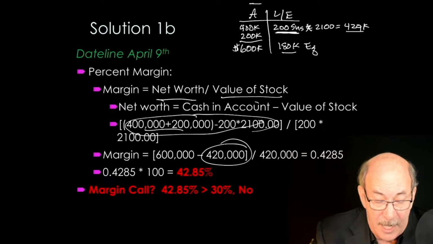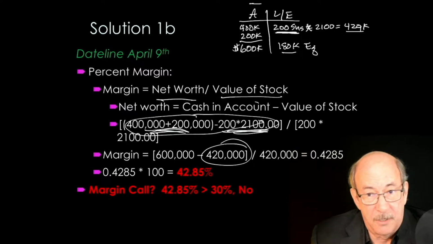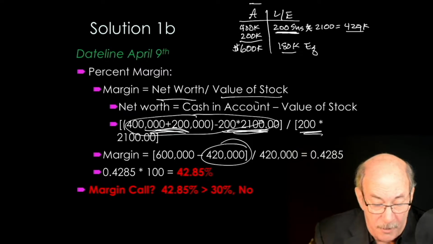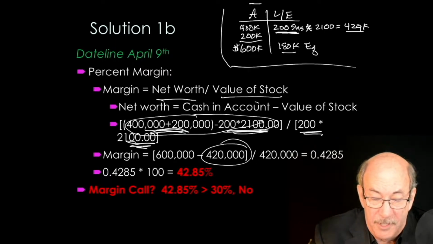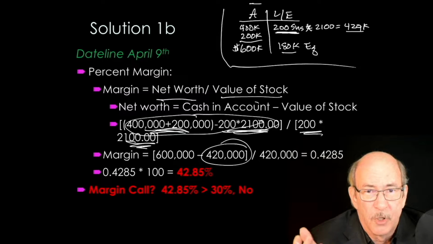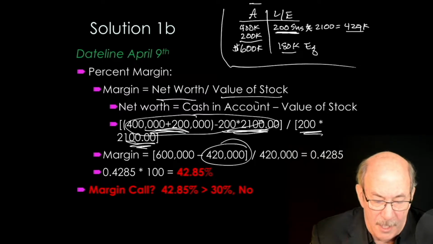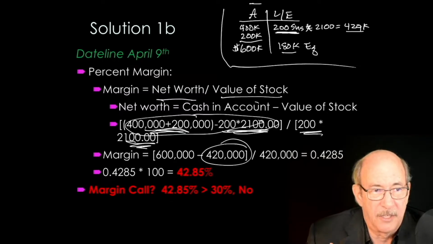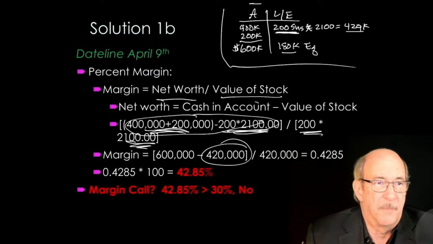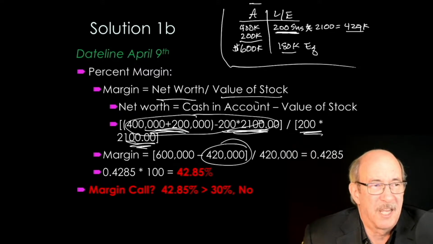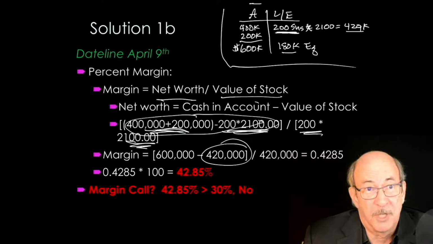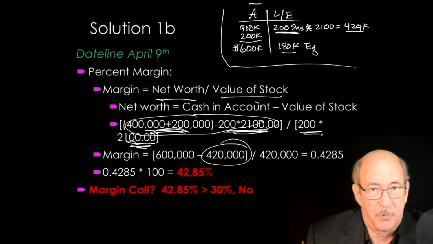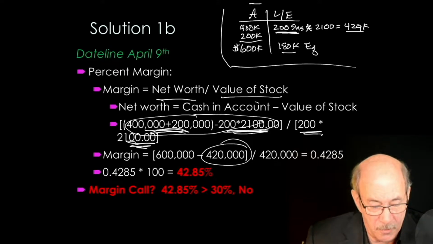We're taking the assets minus the value of the position. That's our net worth. Divide it by the value of the position. But if this T account works easier for you, if it makes more sense, please use it. For me personally, I like using that because I don't have to worry about what formula. The formulas get kind of, you're just plugging and chugging and not thinking about the intuition behind this. So I think the T account brings some of that to light as well.